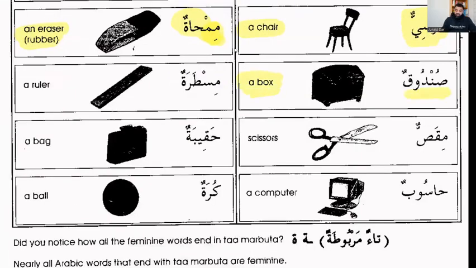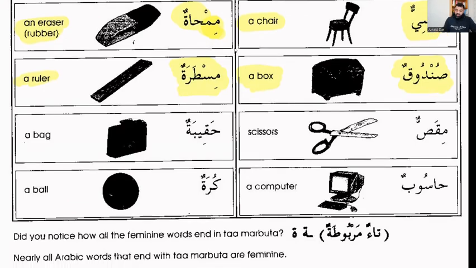A box. How do we say box? Sunduqun. There we go. Good. Sunduqun. Good. Now the word for ruler. Mistaratun. Good, mashaAllah. Mistaratun. Good.